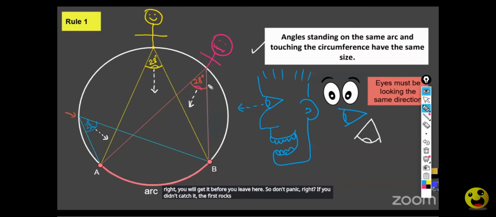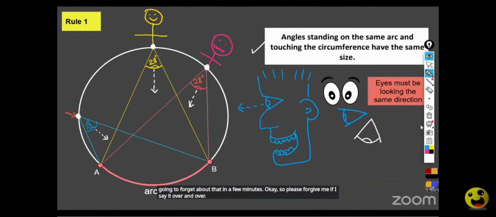Now, it's very important to note that the angles must touch the circumference. You might be saying, oh God, sir, say that so many times. That's obvious. We know for this rule to work, it must touch the circumference. There's a good reason I'm saying that, and you're going to see why everybody's going to forget about that in a few minutes. So please forgive me if I say it over and over.